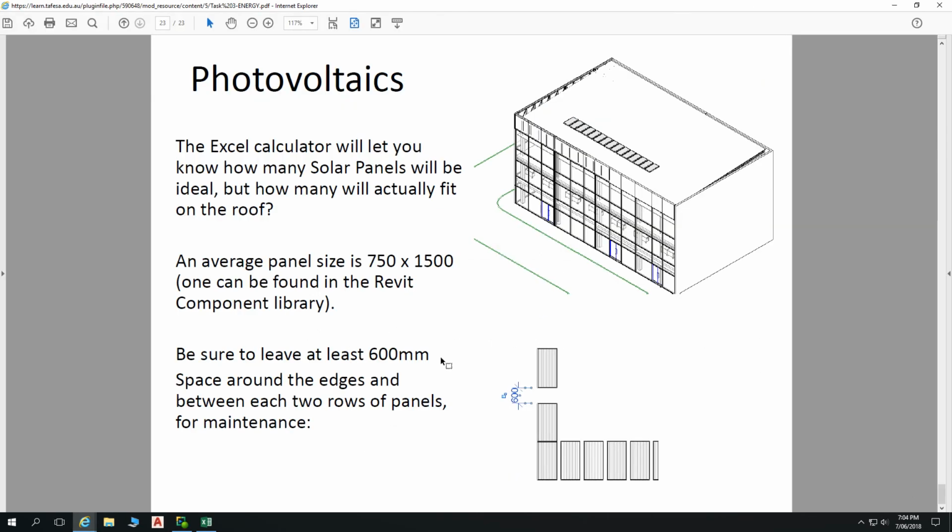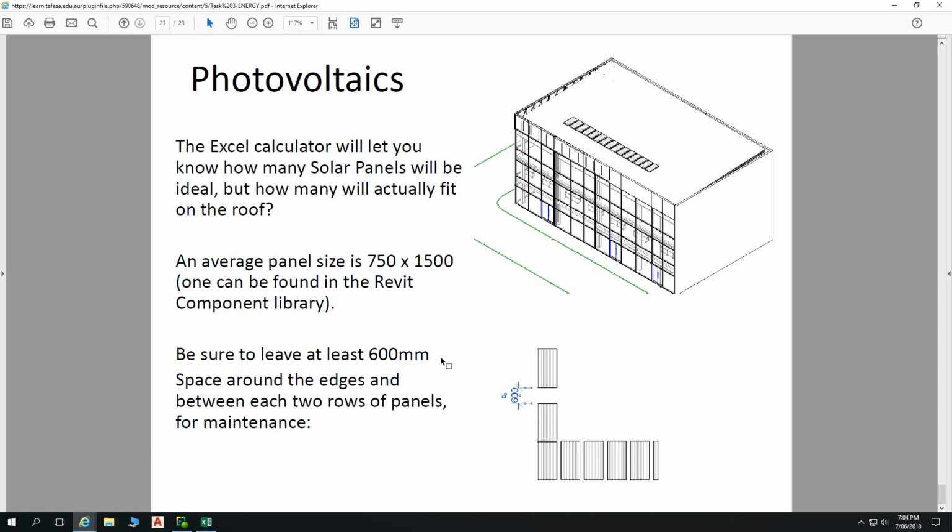One of the limits to the configurations is you have to have access to the solar panels with a 600 millimetre walkway around every bank of 2 solar panels together. So we can't just fill the whole roof space with solar panels and then have no surface access to those panels. We want to be able to reach each of the panels.